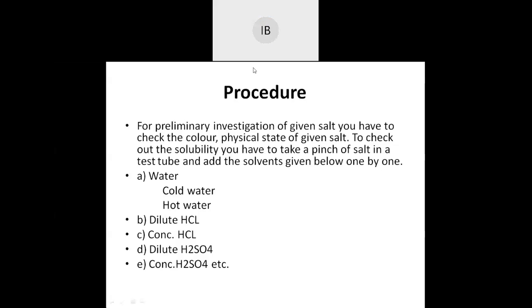So everyone listen carefully. For preliminary investigation, this one is so simple. First you have to check the color of the salt. Many colors you can find, because five or more salts will be provided. For each salt, you have to observe the color and write it down. Got it? Next you have to write down the physical state of the given salt. Physical state can be crystalline or amorphous. Okay, got it?